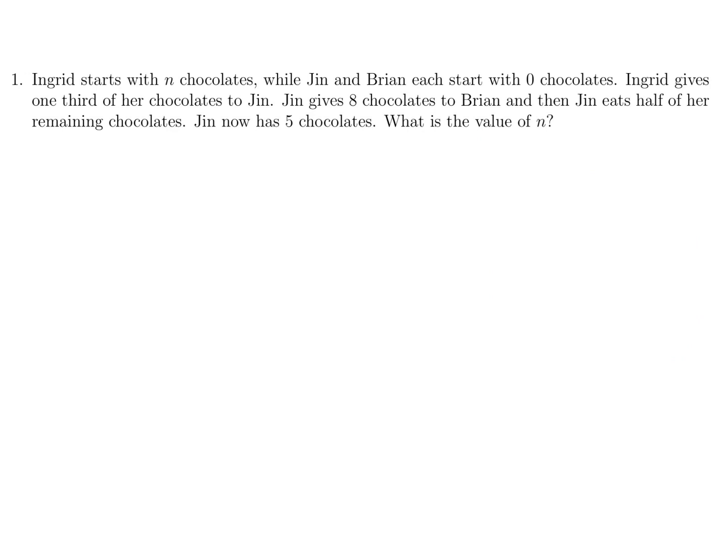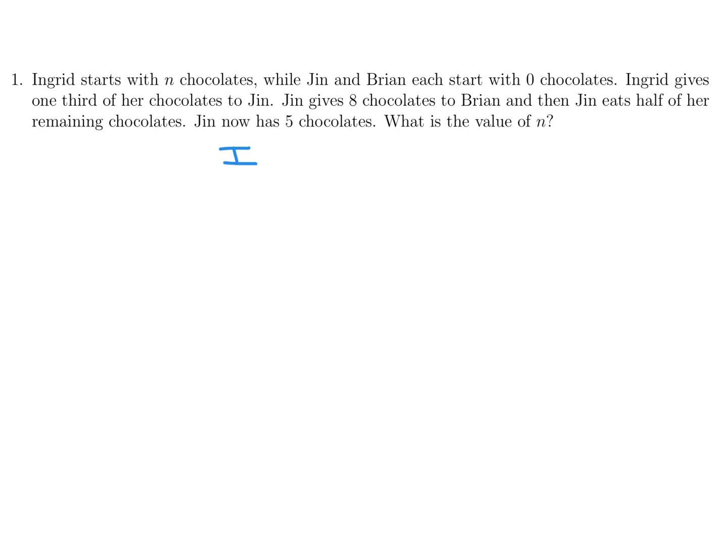Ingrid starts with N chocolates, while Jin and Brian each start with 0. Ingrid gives 1/3 of her chocolates to Jin. Jin gives 8 chocolates to Brian, and then Jin eats half of her remaining chocolates. Jin now has 5 chocolates. What is the value of N?